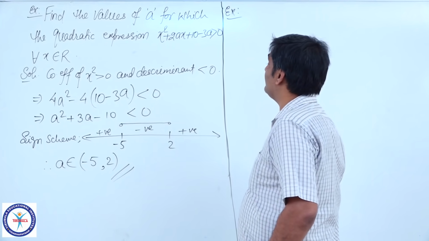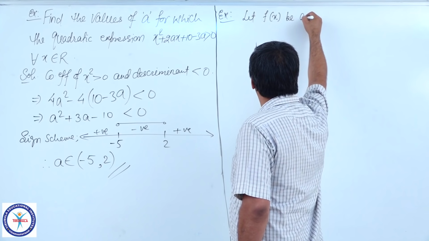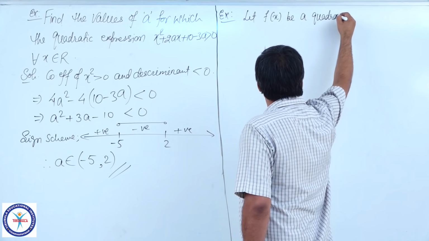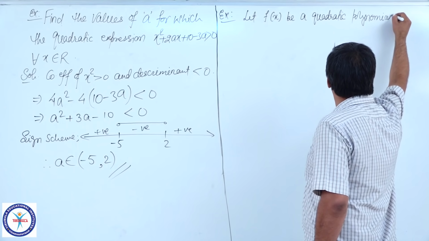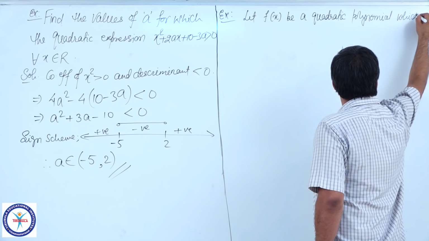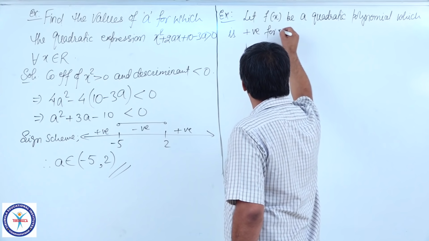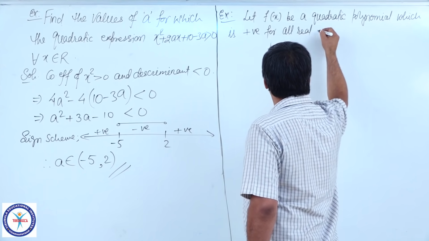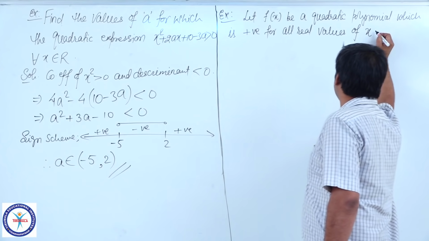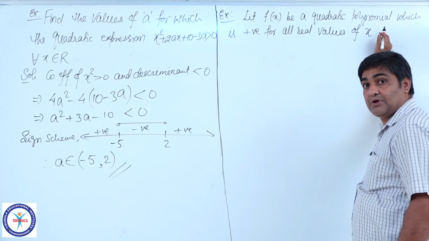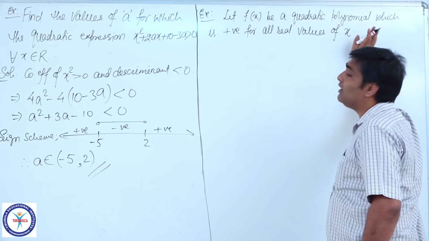Now move to another example. Let f of x be a quadratic polynomial which is positive for all real values of x. f of x is a quadratic polynomial positive for all real values of x.